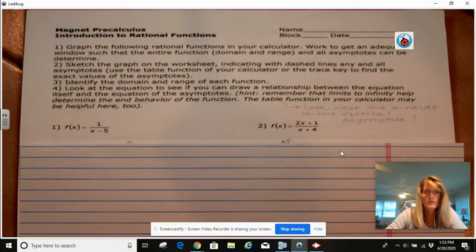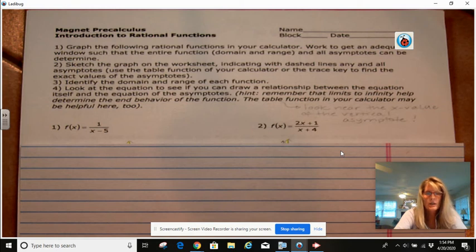Okay, so today we are going to discuss graphing rational functions. We're going to start with this. Everything's posted on Schoology. So to start with, you should read the directions and pause the video and try to work through the graphs and the rest of the problems on the first handout, Introduction to Rational Functions.